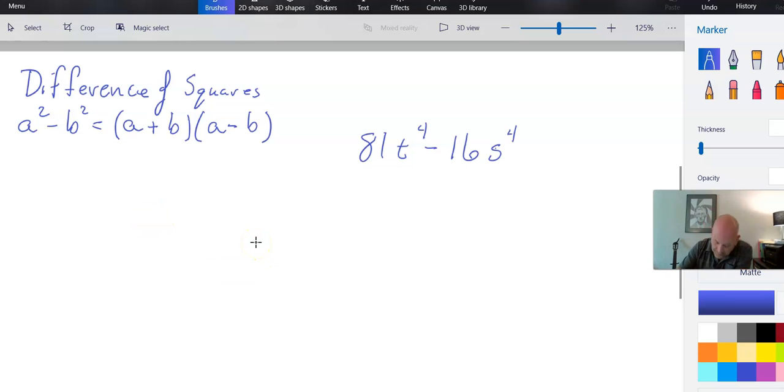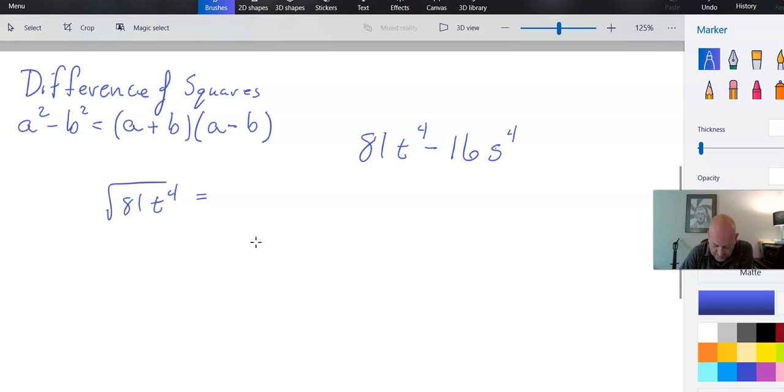Okay, so let's go ahead and take a look now. This usually throws people off because it's fourth powers instead of squares, right? But I do want to point something out. If I take the square root of 81 t to the fourth, that's a perfect square, right? Just because it's a fourth power doesn't mean it can't be a square. In fact, any power that's even can be rewritten as a square.